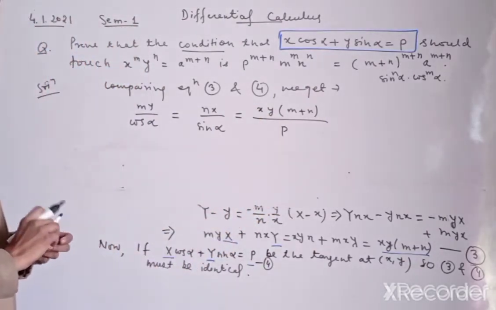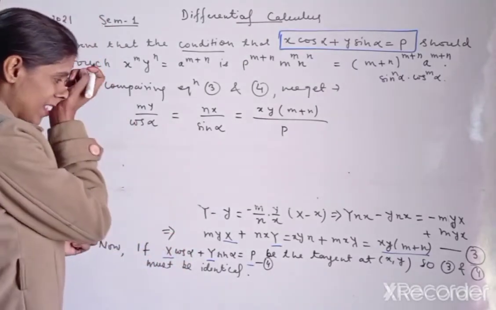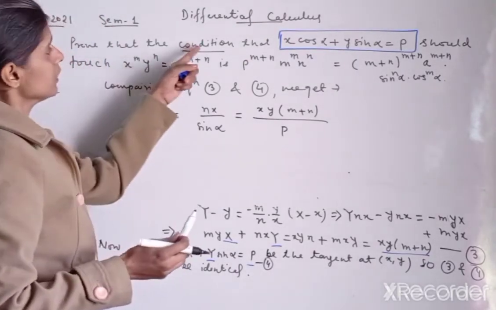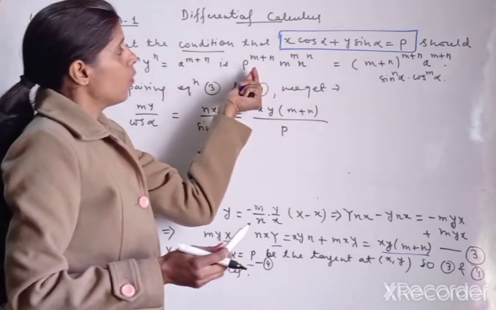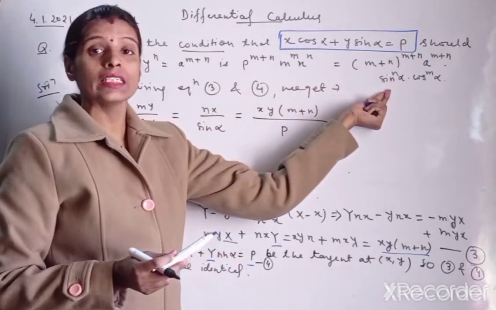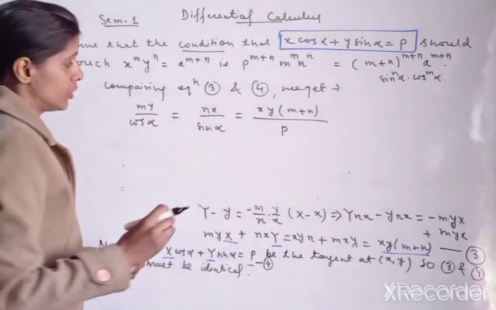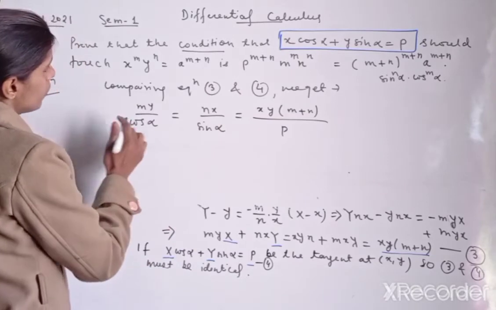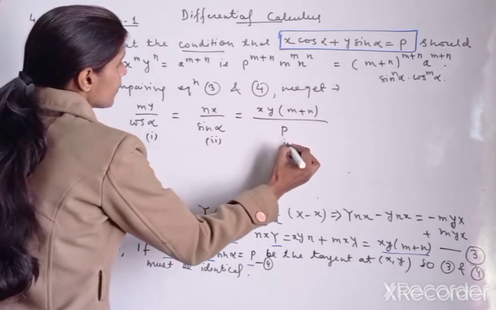And now the next step is to find the value of x and y, because we are looking for the condition. While finding the condition, only the constant values are seen. So we have to remove the x and y from the equation of tangent, and that's why we are looking for the x and y. So we number the equations 1, 2, 3.